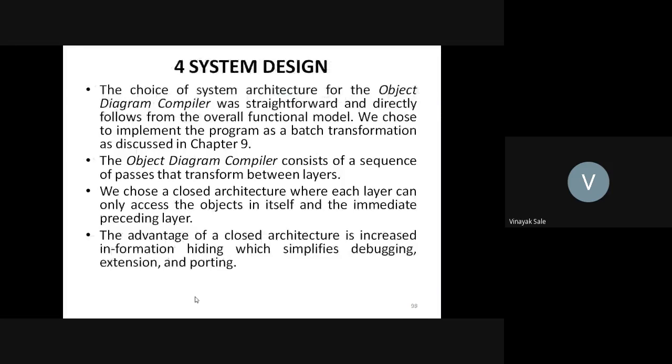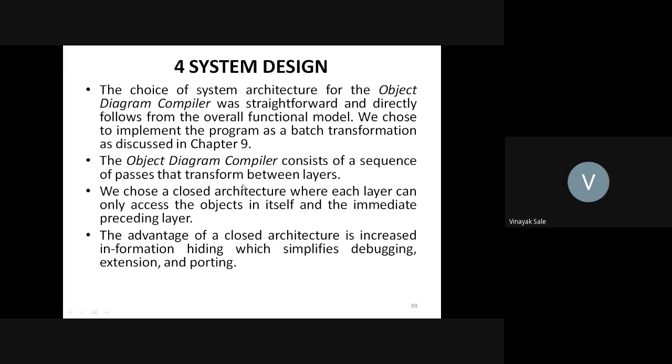Then system design. First, we have studied the objective. Second, we have studied the problem statement. Third, we have studied analysis. Then the fourth part is system design. The choice of system architecture for the object diagram compiler was straightforward and directly follows from the overall functional model. The object diagram compiler consists of a sequence of passes that transform between layers.